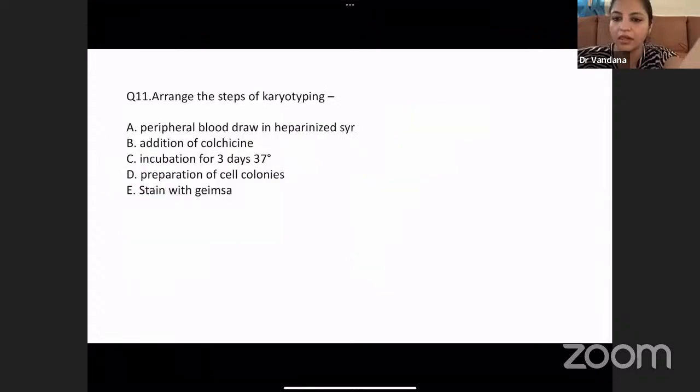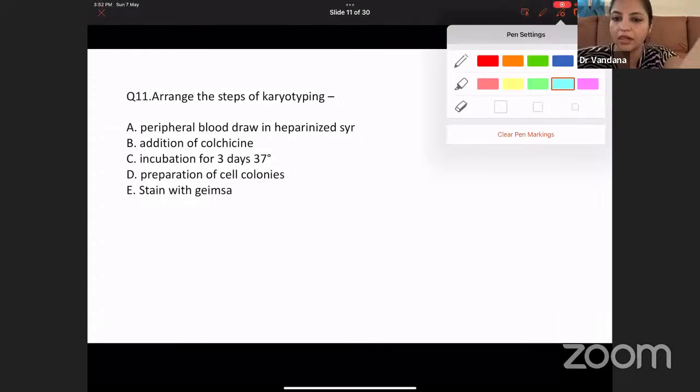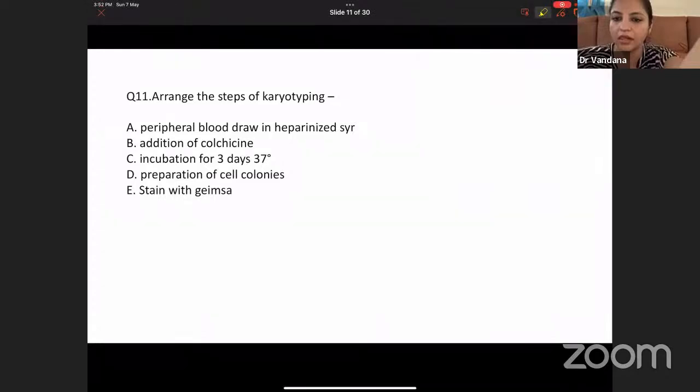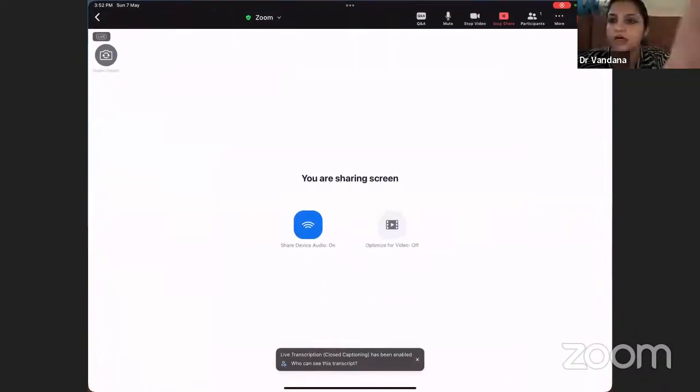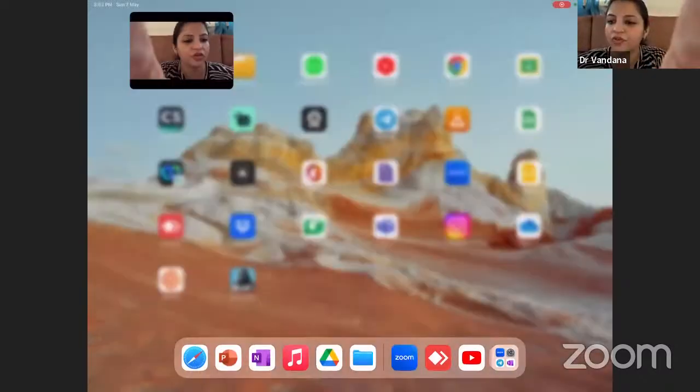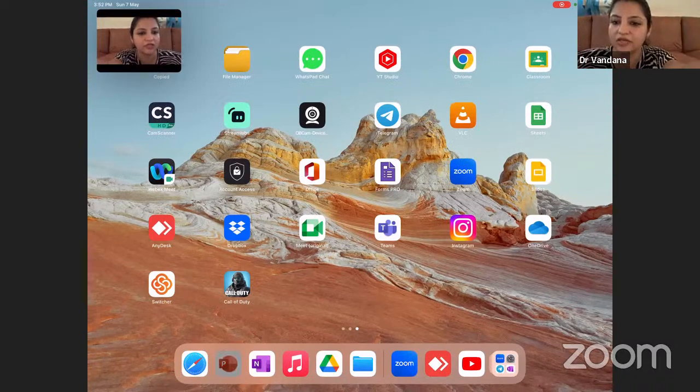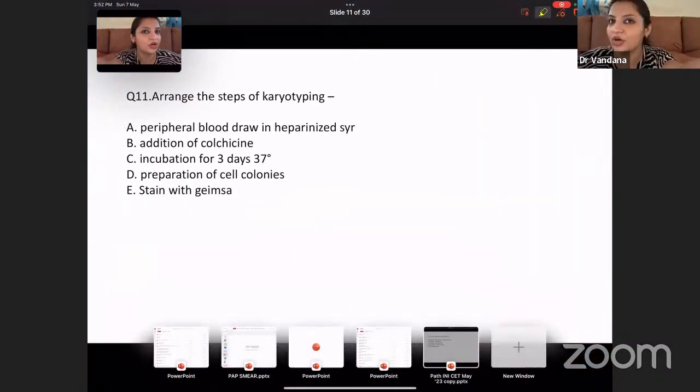Arrange the steps in karyotyping. This was a tricky question, and I didn't expect this question to be asked for undergraduates, definitely. But they asked this question. If you look at this question, guys, this was your steps in karyotyping, which was asked to you. It was a question which I didn't expect for undergraduates.